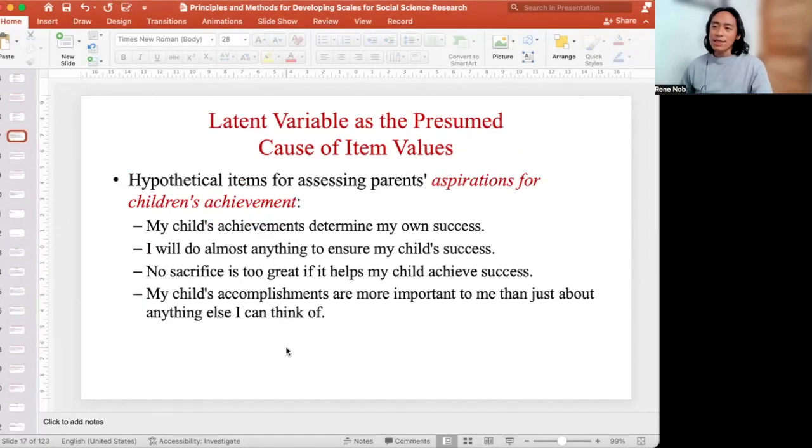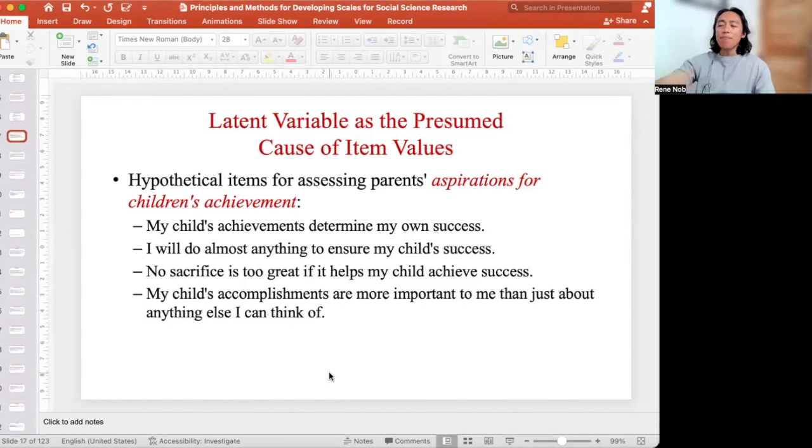One of which is that the Cronbach's alpha assumes that each of these items, if there are 4 items, are all equal manifestations or indicators of the latent construct. However, that cannot be guaranteed. I cannot guarantee that an item such as my child's achievements determine my own success is an equal manifestation of aspirations for children's achievement compared to I will do almost anything to ensure my child's success, or no sacrifice is too great if it helps my child achieve success.